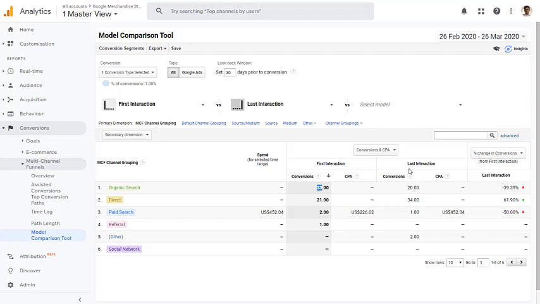SEO was just an example. I might also find social is doing good, or that the paid campaigns are doing good, etc. So this is what your model comparison tool is about. Any doubts here?